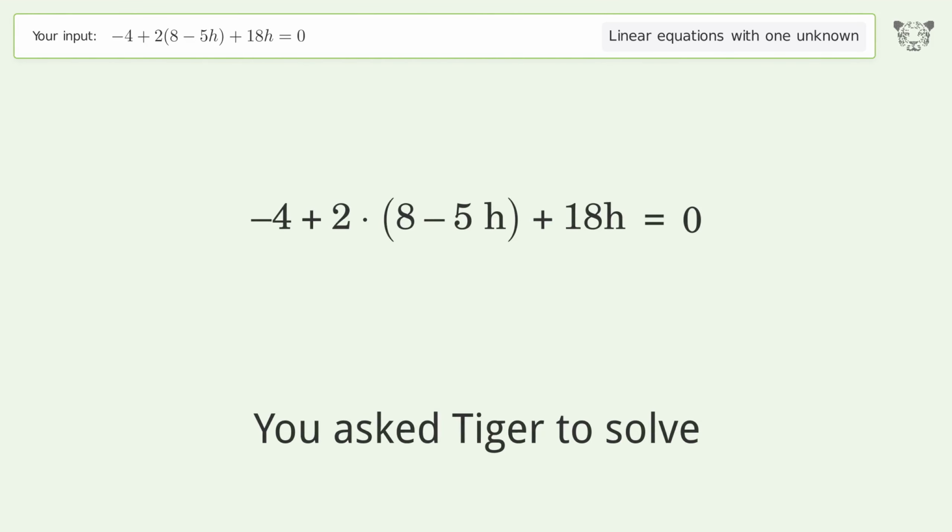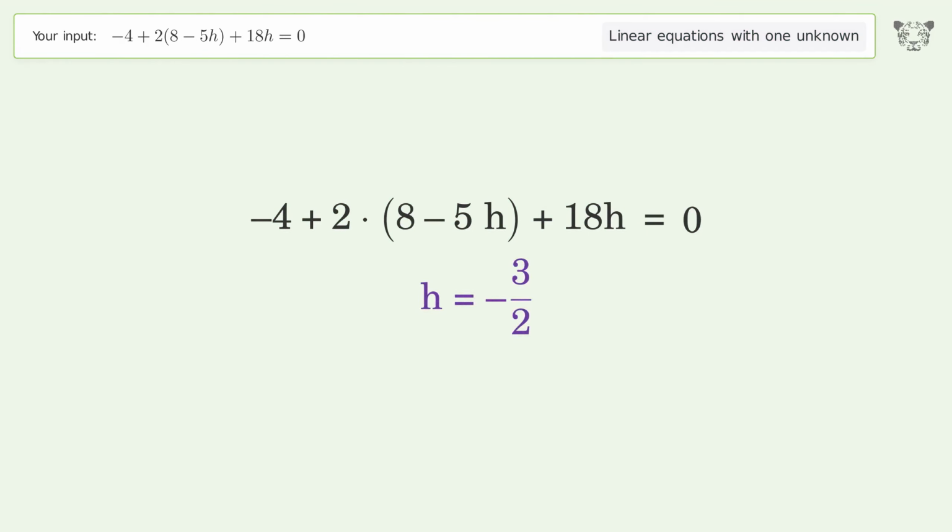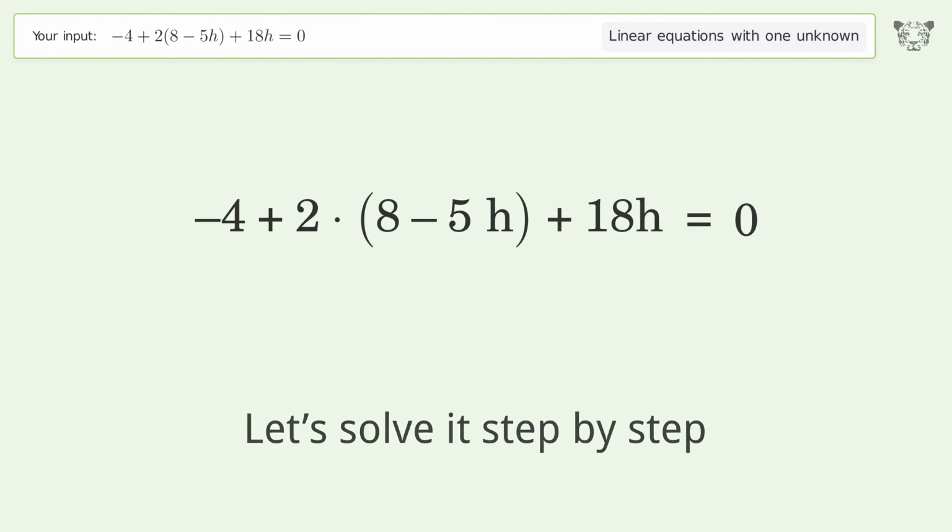You ask Tiger to solve. This deals with linear equations with one unknown. The final result is h equals -3/2. Let's solve it step by step.